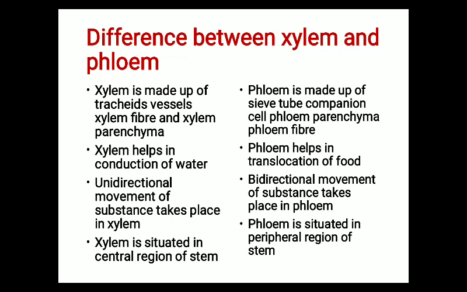And again, if this food is required by the newly developing leaves, then from the root that food will be translocated to the newly developing branches, leaves and flowers. So in this case we see bidirectional movement. That's why we have to remember that bidirectional movement is seen in phloem. And the last difference is xylem is situated in the central region of the stem and phloem is situated in the peripheral region of the stem. So in the central part of the stem, xylem remains present, and on the outer, peripheral part of the stem, phloem remains present.